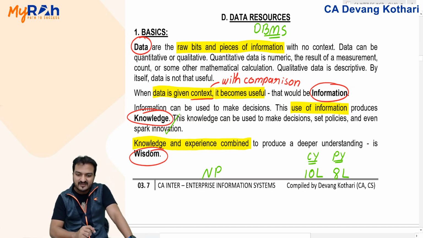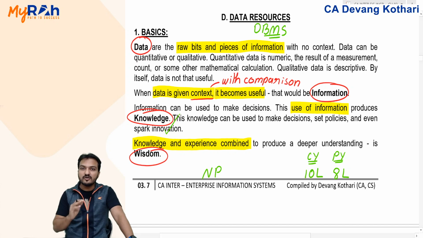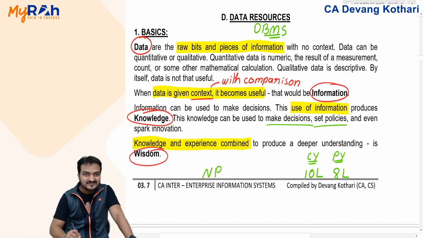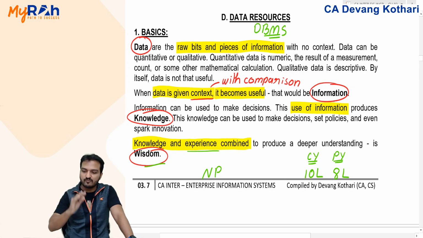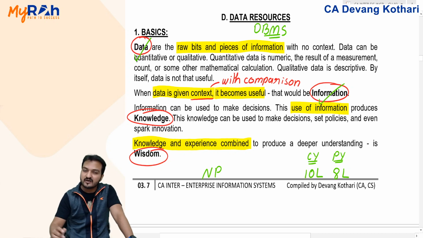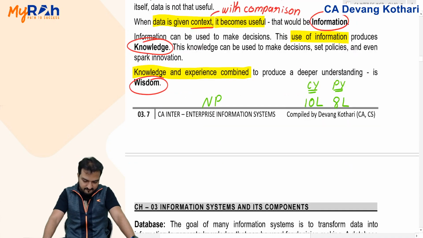Knowledge is the use of information. With this information, now you take some decisions, you make decisions, you set some policies and all. That becomes your knowledge, and knowledge combined with experience will then become wisdom. Now that becomes a little more spiritual. You might limit your discussions only to data and information. For your subject purpose, only these two will be needed.